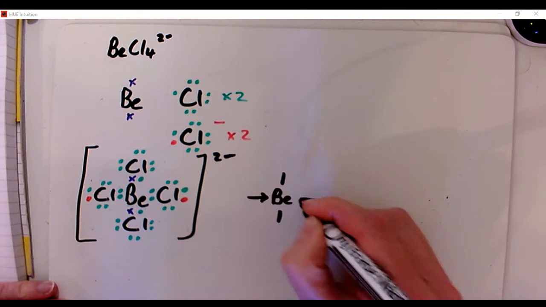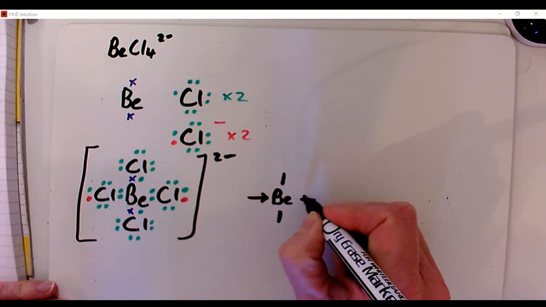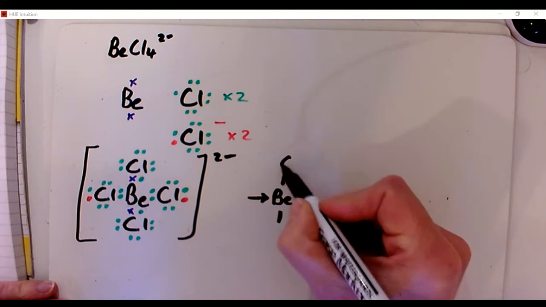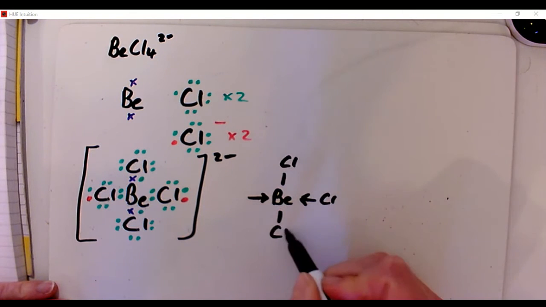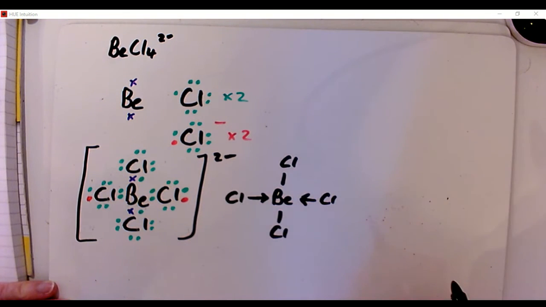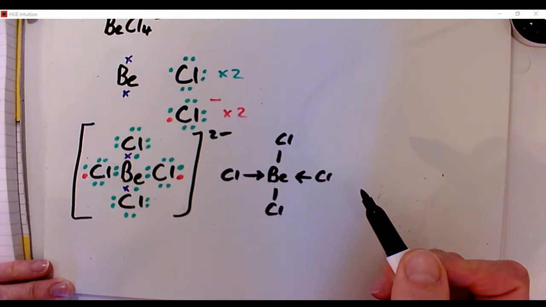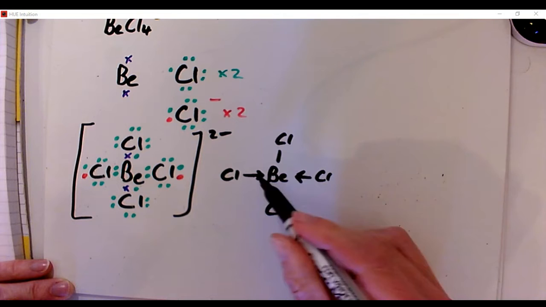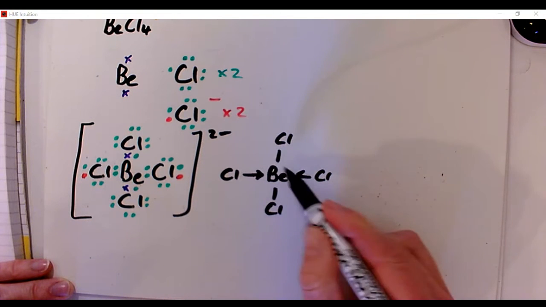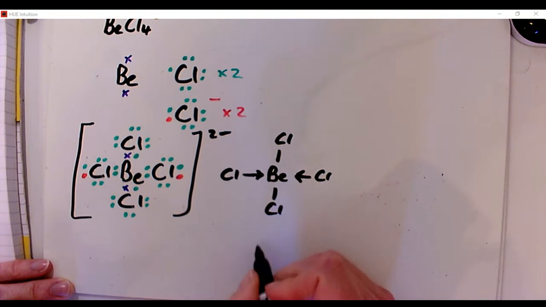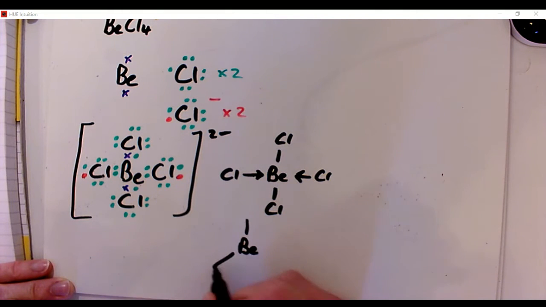And how we draw that. So 2 of these are coordinate bonds. It doesn't matter which 2, as long as there's only 2. Okay, and the actual shape, because there are 4 bonding pairs around the central atom, it'll actually be tetrahedral. Okay.